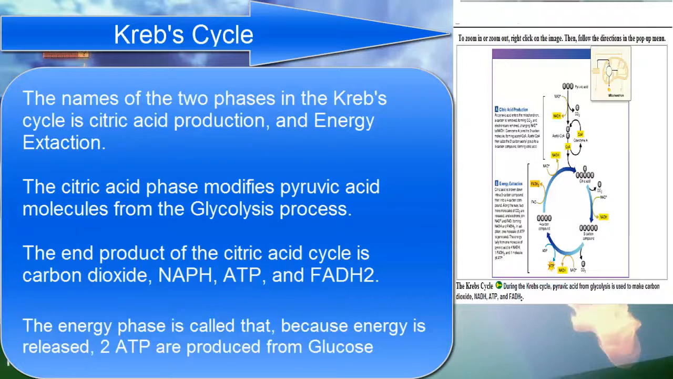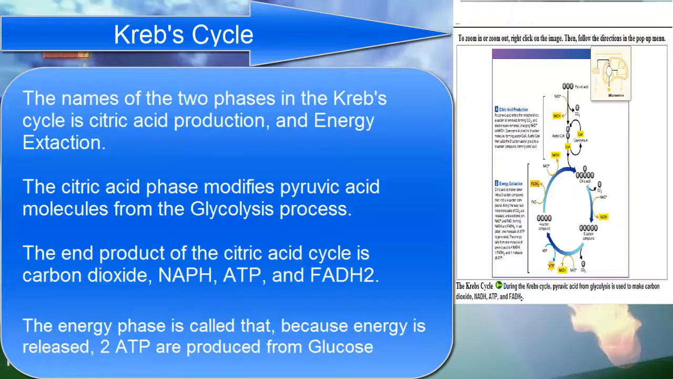Whoa, that block had a diagram in it. This time it's the Krebs cycle. The Krebs cycle is the second stage of cellular respiration. During the Krebs cycle, pyruvic acid is broken down into carbon dioxide in a series of energy extracting reactions. During the Krebs cycle, pyruvic acid from glycolysis is used to make carbon dioxide, NADH, ATP, and FADH2.